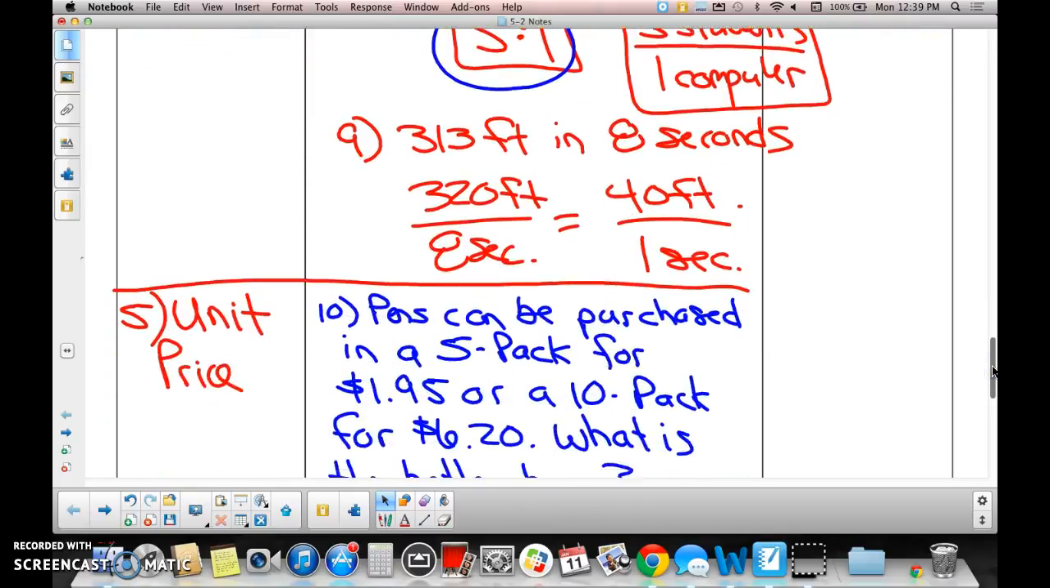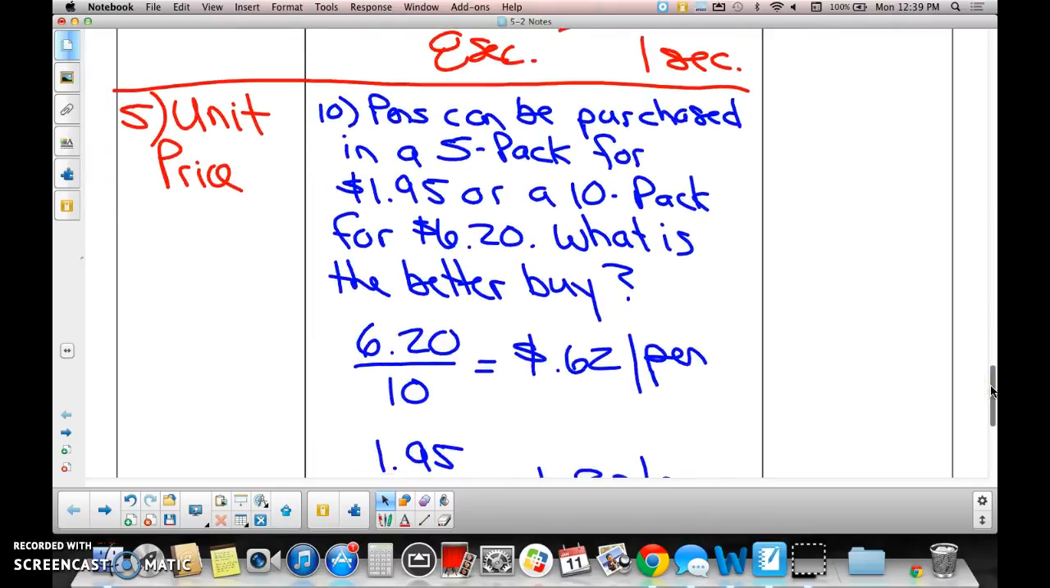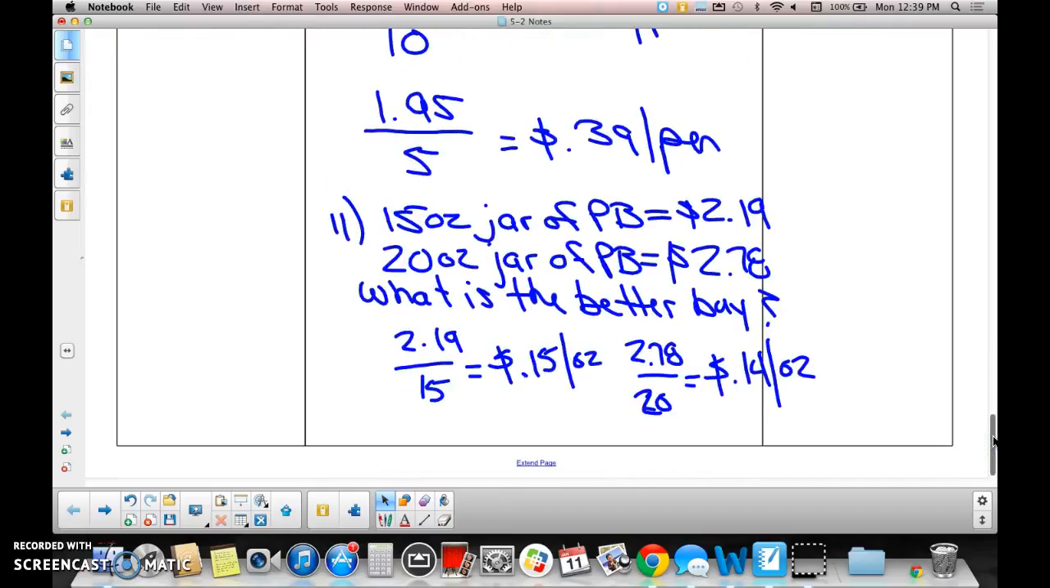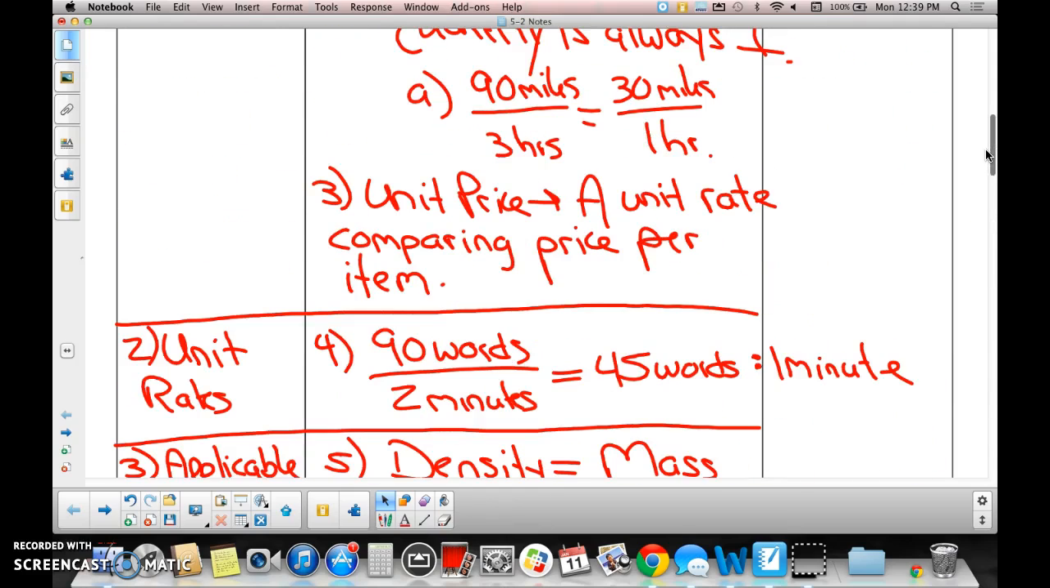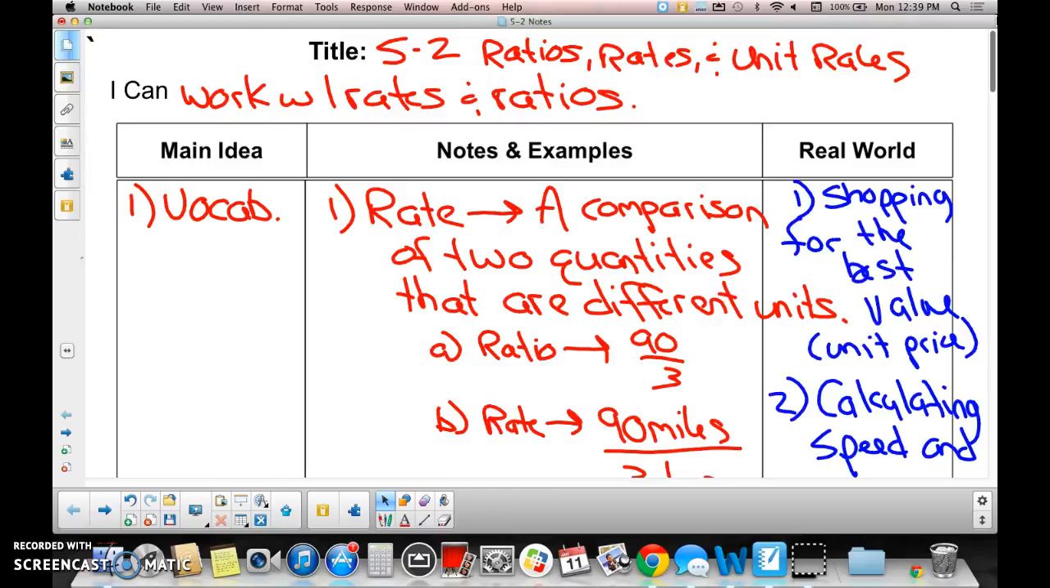Unit price, finding a value per item. In our pen example, we were doing pens. In our peanut butter example, we were doing it by the ounce. And you would apply this in the real world when? Shopping for the best value. Unit price would be shopping for the best value.